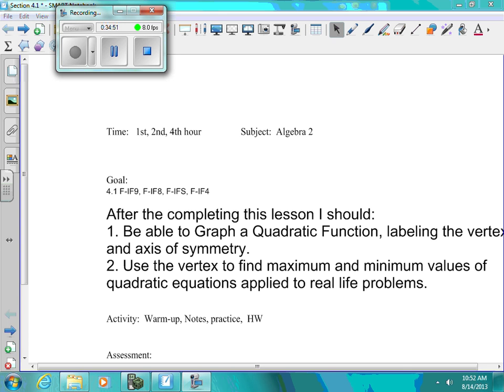Okay, we're going to apply that more when we get to the problems in class tomorrow. We'll do some story problems. They'll have us finding max and min, which is just basically code for finding the vertex.